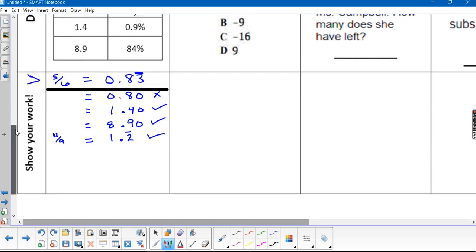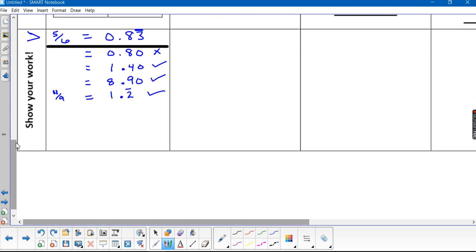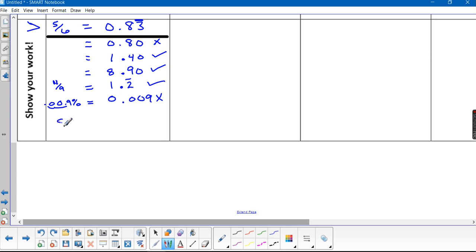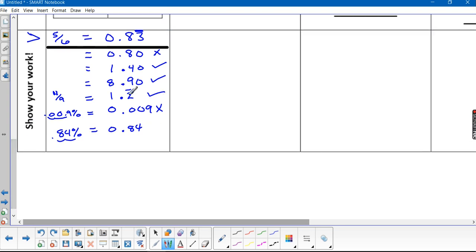Cool. On the next one, we got a little bit of work here. We got 0.9%. That ends up being 1, 2, bam, 0.009. Well, I know there's no way that's bigger. And then my last one is 84%. Probably I ought to be careful with this one. 84%, 1, 2, bam. 0.84 with a 0 in front. Let's look. Is this bigger than that? Yeah, by 1/100th. So it is bigger.